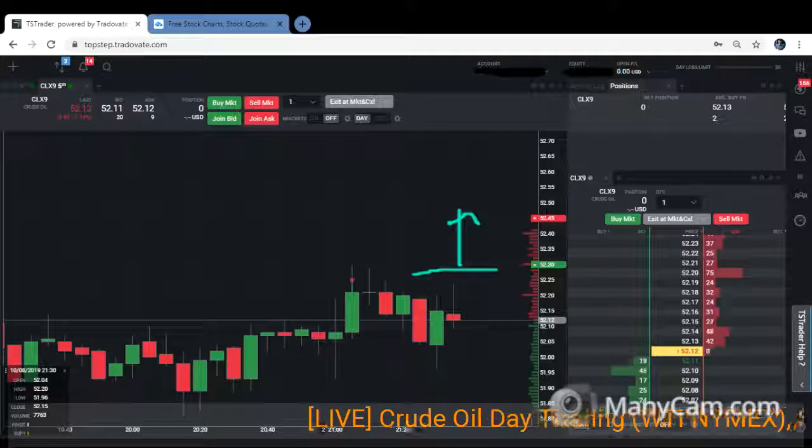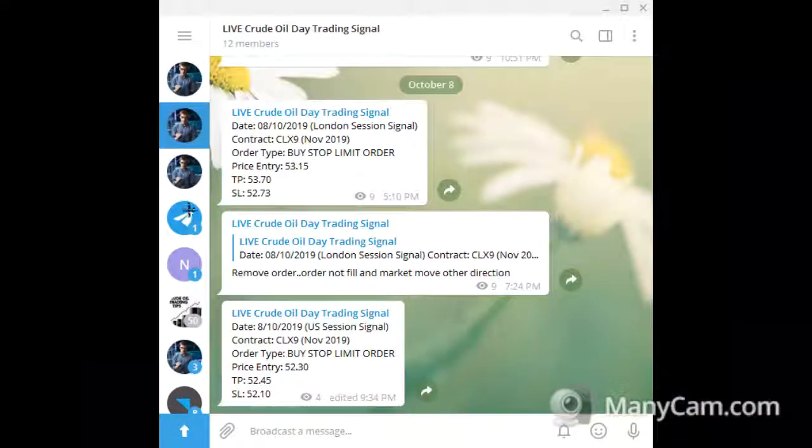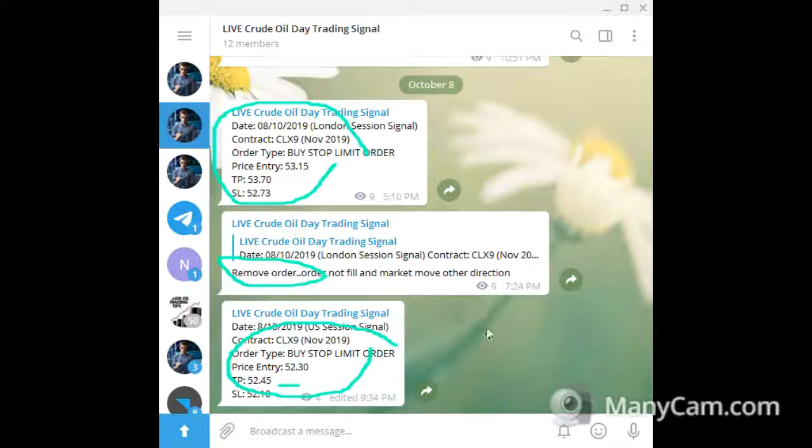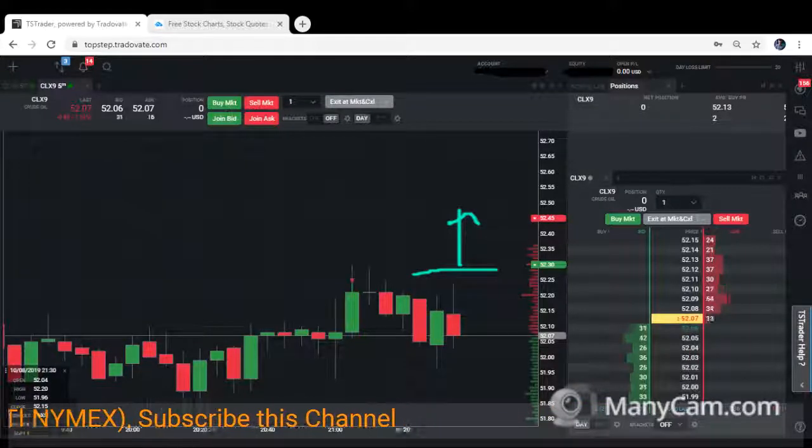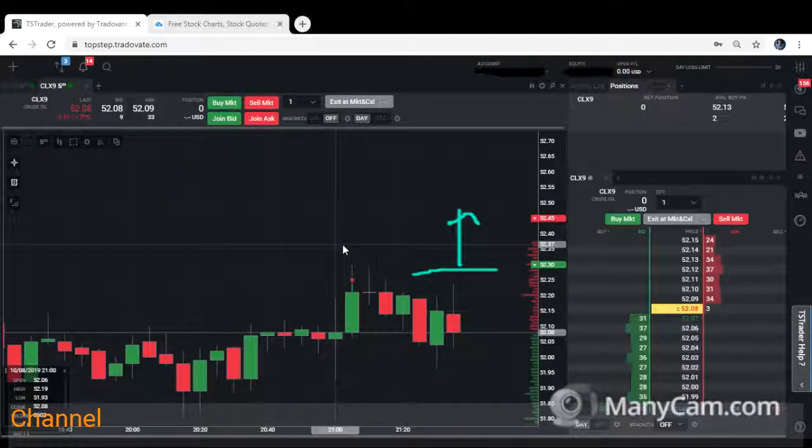As I mentioned in my live signal broadcast, there's this signal to go for a buy position at 52.30 and exit at 52.45. We also had one buy signal for the London session, but the order was not triggered, so we cancelled it. Now what we are searching for is penetration on the upward movement as a reversal from the London session, which was a very strong bearish movement.